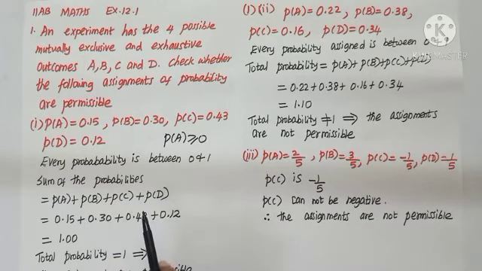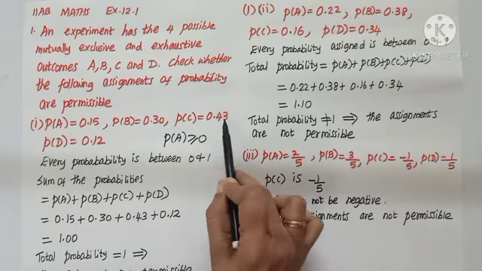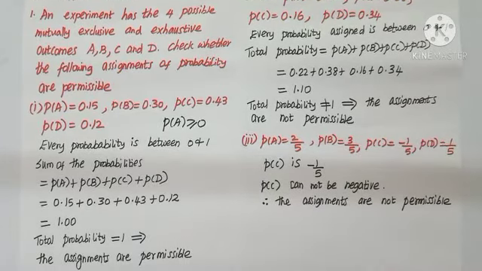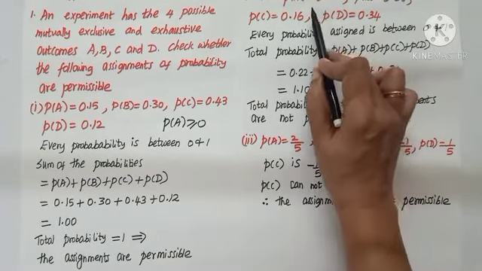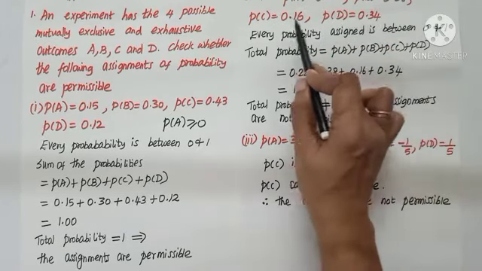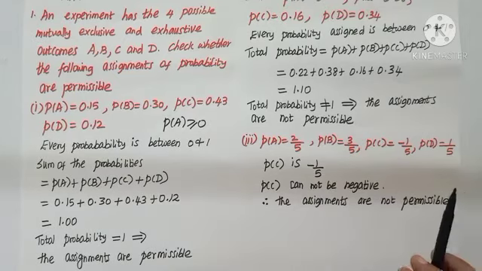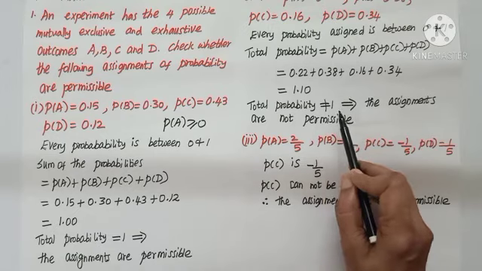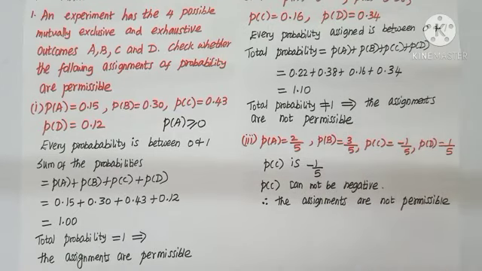Proceeding to the second. Find the total probability. If the total probability is 1, we declare the assignments are permissible. Checking here, 0.15, 0.30, 0.43, 0.12. As I add them all, I get 1.00. Total probability is 1, so the assignments are permissible. Second subdivision, as I look out, each probability is between 0 and 1. Second condition, find the total probability. My answer is 1.10. Total probability is not equal to 1. So we say these assignments are not permissible.